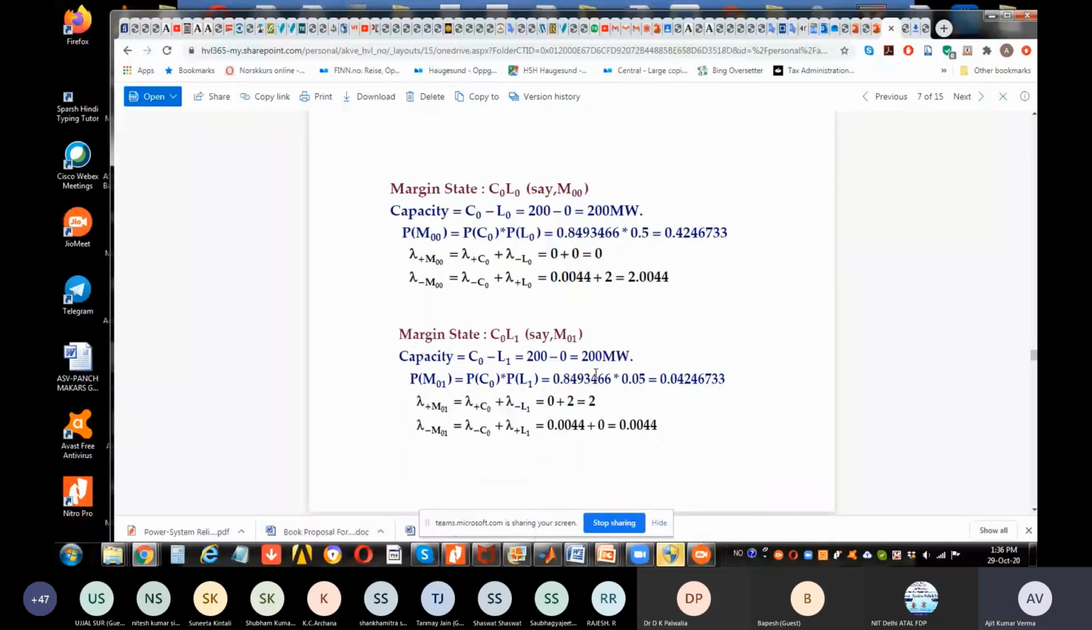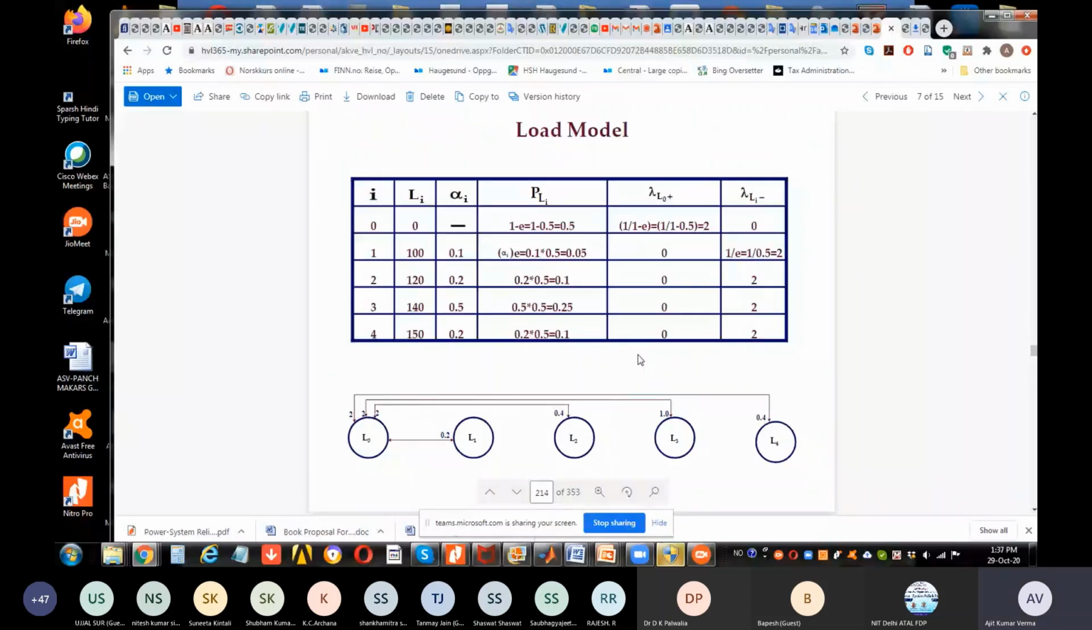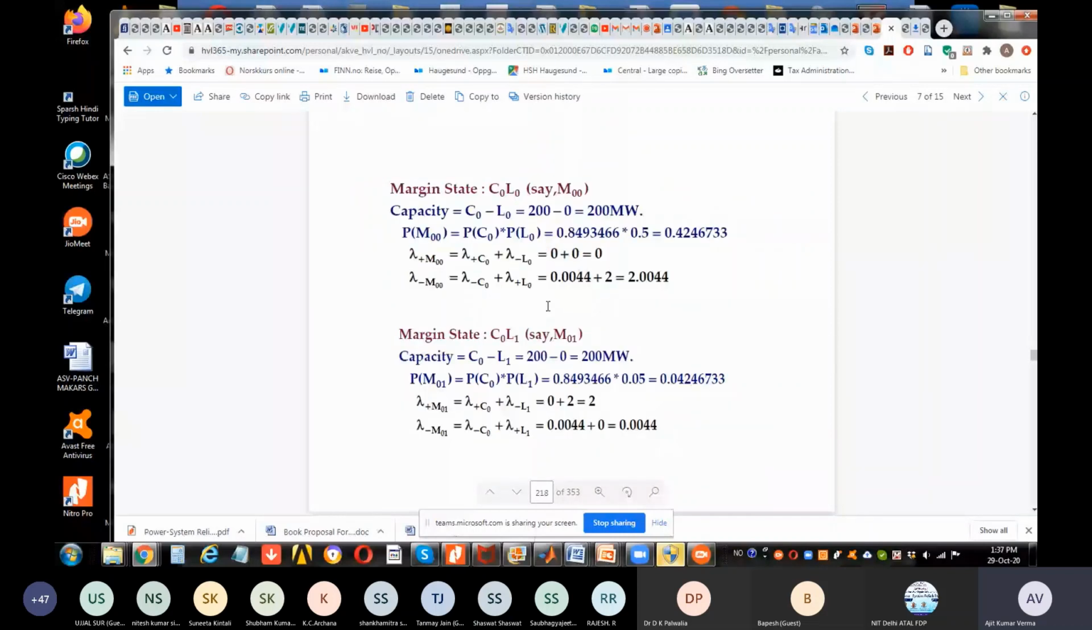Not 0.5, it's 0.05. Okay, probability of L1. This is L1 is 100, probability is 0.05. So 0.05 multiplied by the probability of this capacity state will give you the state probability of this margin state at 0.1. What about departure rates?